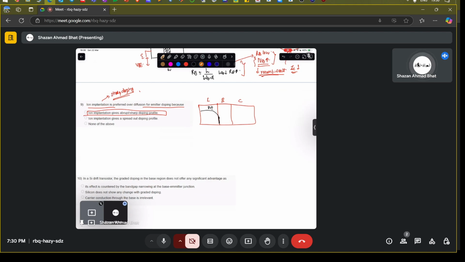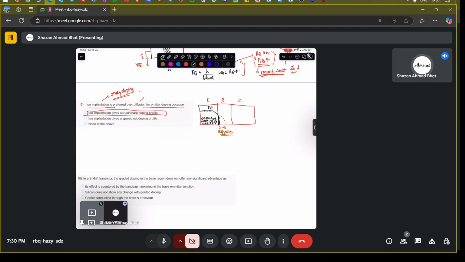If you use a diffusion process, then the doping profile will look something like this. It will diffuse because diffusion is mostly a temperature dependent phenomenon. But ion implantation is like you're bombarding atoms, and depending upon the velocity with which you hit the material, those atoms are going to go deeper into the substrate, and accordingly they will dope it, and they will dope it sharply.